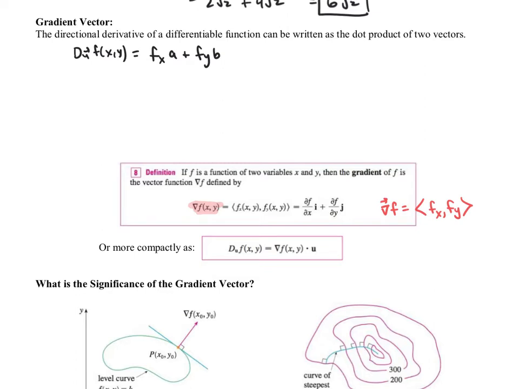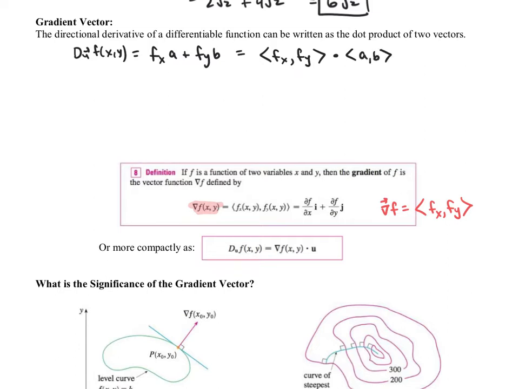I'm just going to break that into the dot product between two vectors. So if you think about it for a second, the first vector would be f_x and f_y, dotted with the vector a, b.